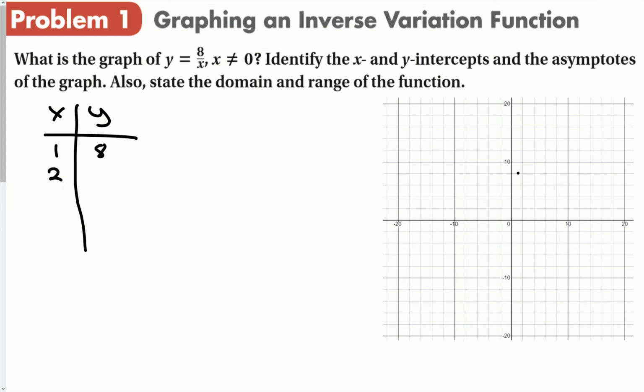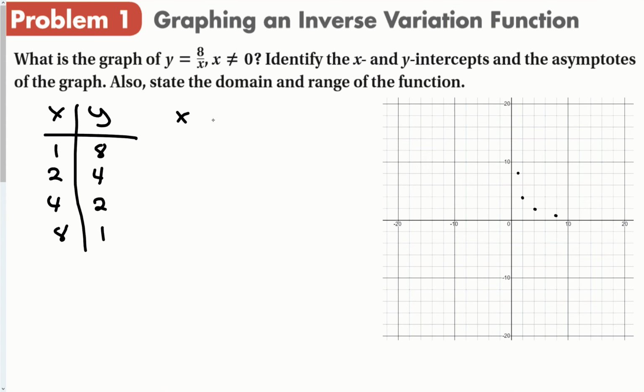If I plug in a 2, that's 8 over 2. That'd be 4. I could plug in 3, but I just feel like plugging in 4 is better, right? That's going to be 2. I could plug in 5 and 6 and 7, but I'm just going to plug in 8 to get 1. All right, so that's 2, 4, 4, 2, because remember this line goes by 2's, and then 8 and 1. And you can see we're getting this top branch right there, okay?